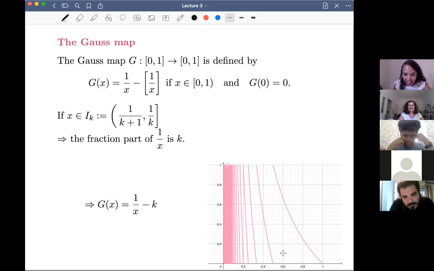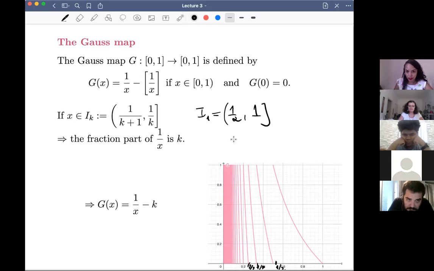So here we have, I'll mark here for you, 1 over 2. I hope you can see, I'm sorry. 1 over 2. Then I'll mark here 1 over 3. And then it would be 1 over 4. The interval Ik is the interval, well, I1, for instance, is 1/2 to 1. I2 is 1 over 3 to 1 over 2, and so on. So in the first one, look what happened.